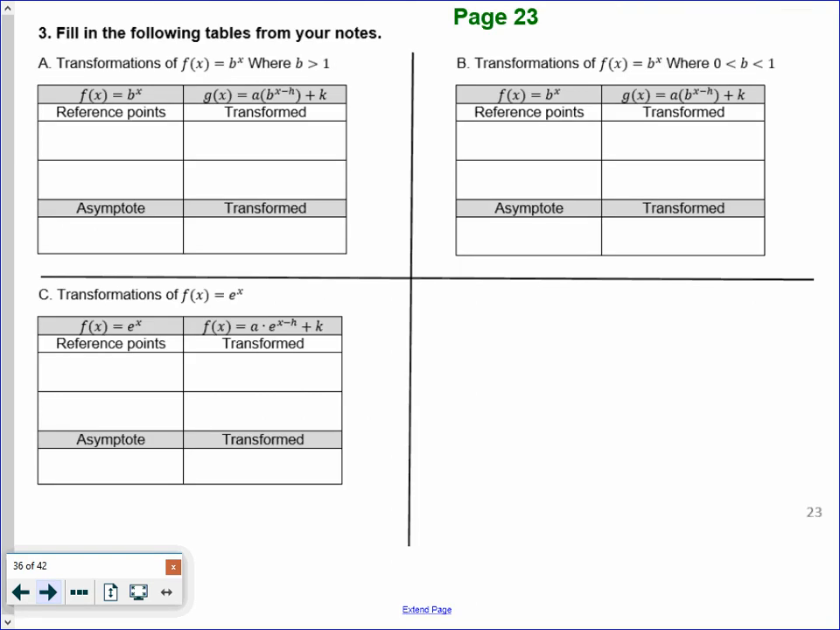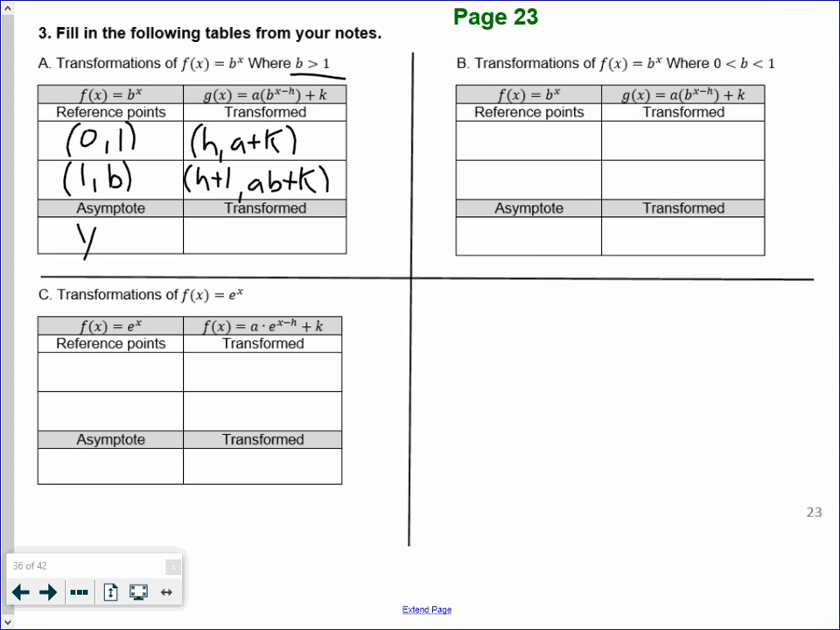So now we need to fill out our reference points. So for f of x equals b to the x, and this is when b is greater than 1, so it's a growth function. Our reference points will be (0, 1) and (1, b). And our transformed reference points will be (h, a + k), and for (1, b), that's (h + 1, ab + k).